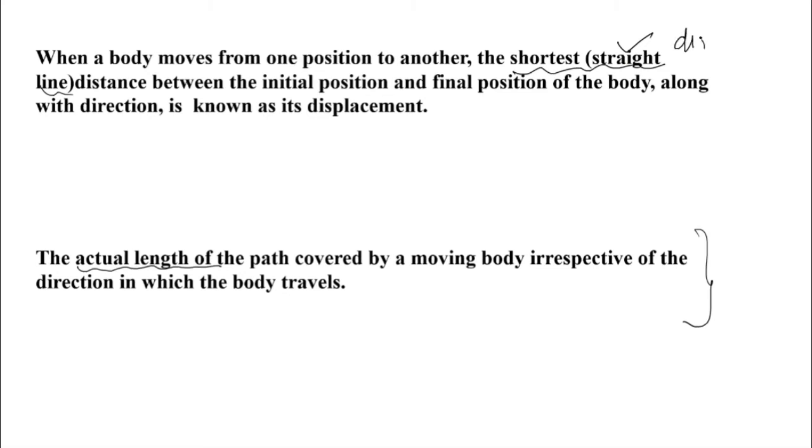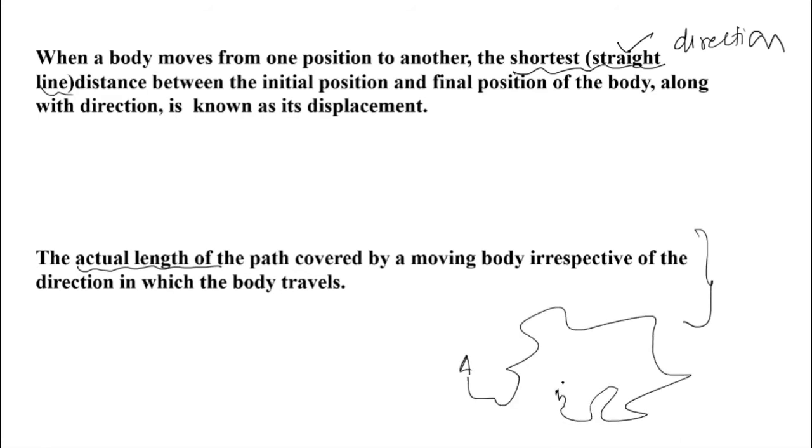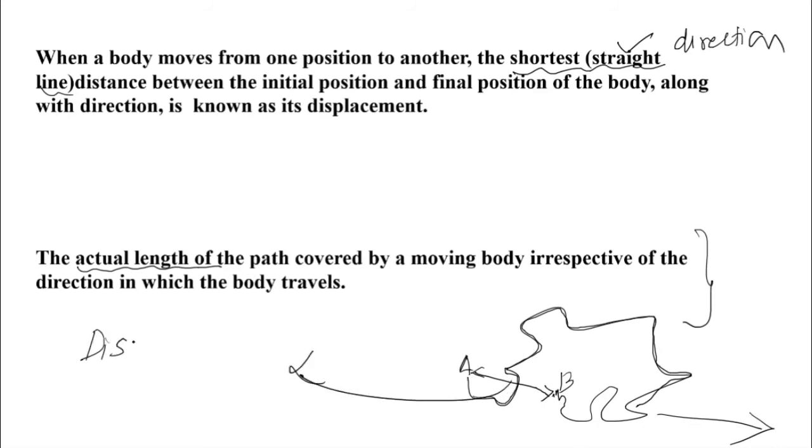This has some direction. For example, suppose the body is at A and it moves all around and comes back here to B. When you are finding the length of the distance covered, you have to go all over this path, so direction is not important. Whereas for displacement, you have to draw a straight line from A to B, which is in a particular direction. So displacement always has direction.